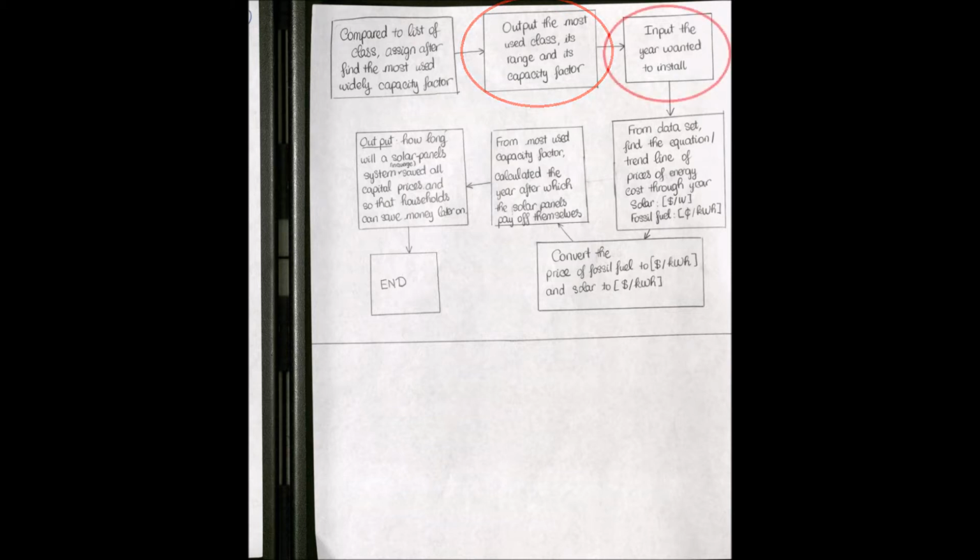In this part, we're going to see how many years it takes for a solar panel to pay itself off and then start generating revenue and profit for the owner, targeted towards families and households trying to do this. So for this section, we're going to need two input statements from the user.